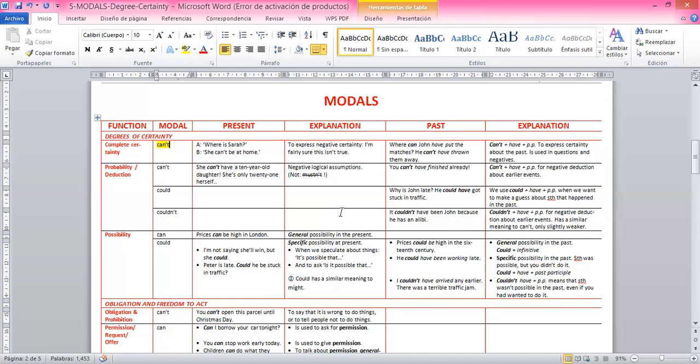Now let's see the second one, can. We can also use can when we want to talk about probability or deduction. Can you read the first one? She can have a 10-year-old daughter. She's only 21 herself. Okay, good. That is one of probability, right?